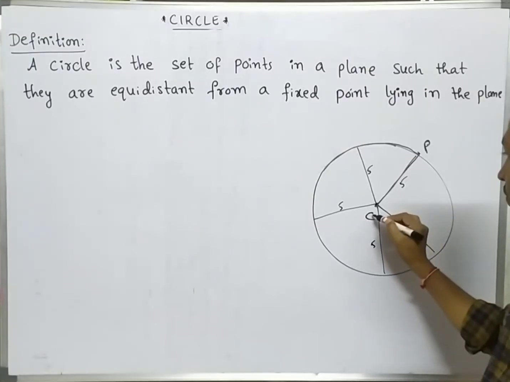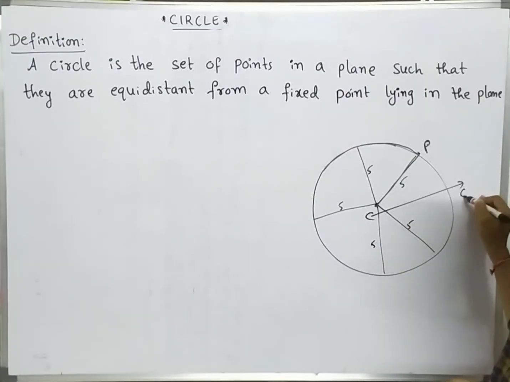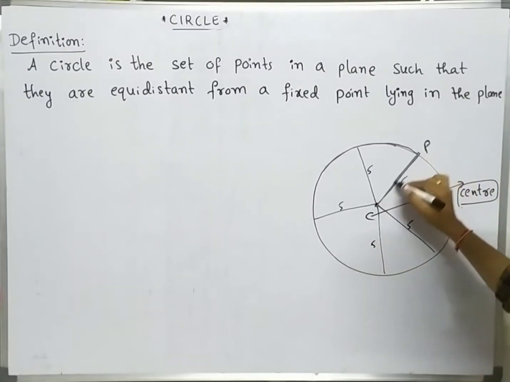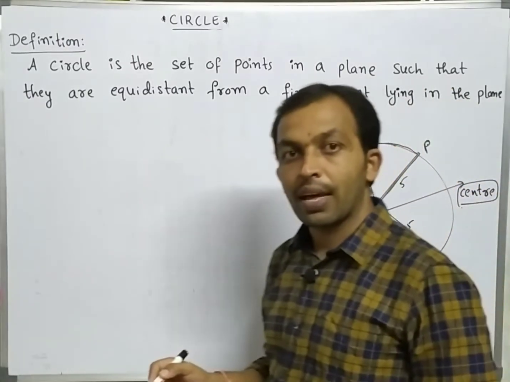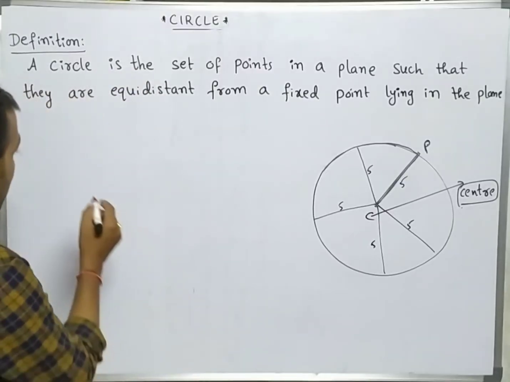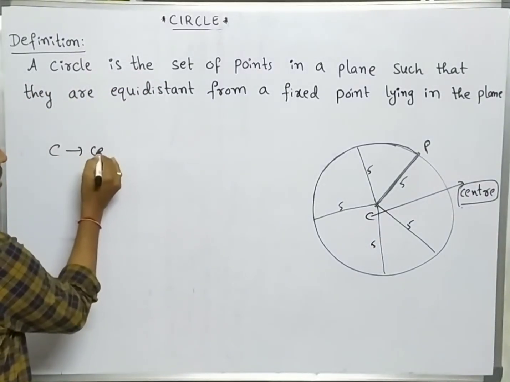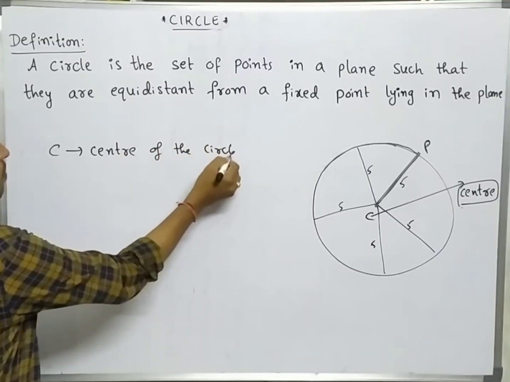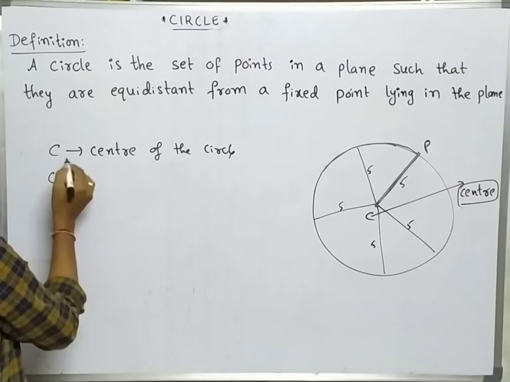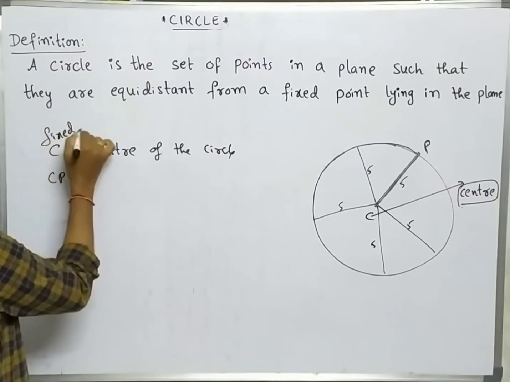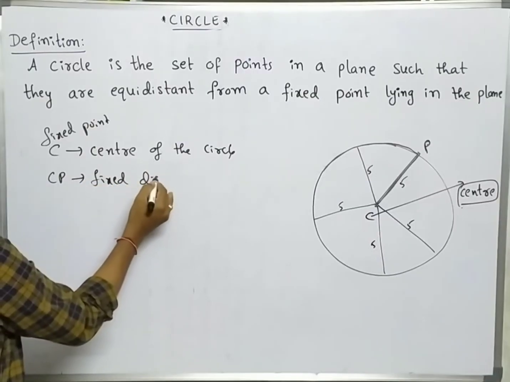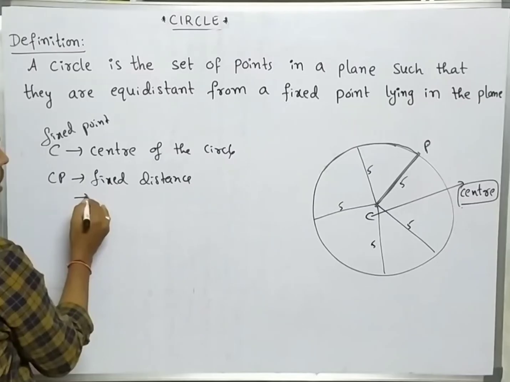Here the fixed point C is called the center of the circle, and this fixed distance CP is called the radius of the circle. This is the fixed point and this is the fixed distance, called the radius of the circle.